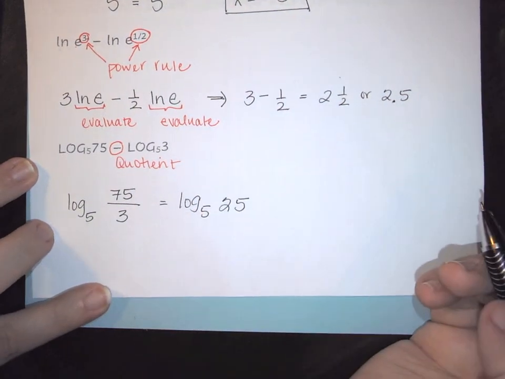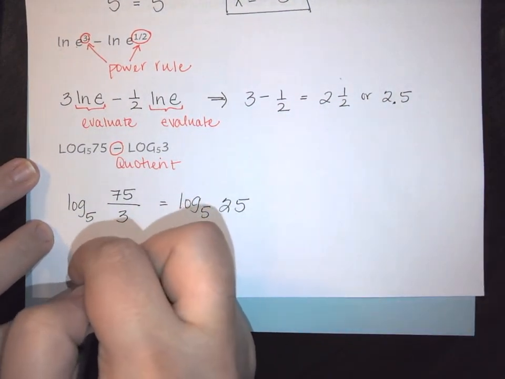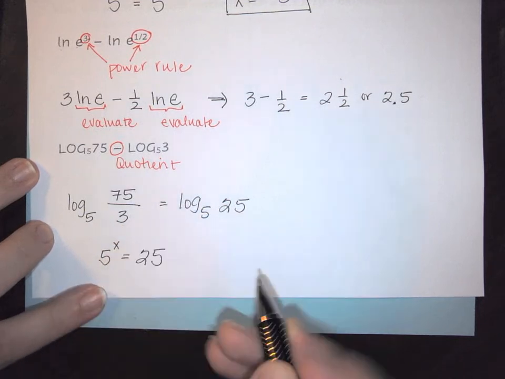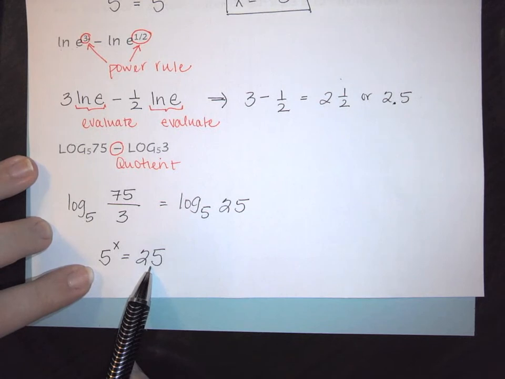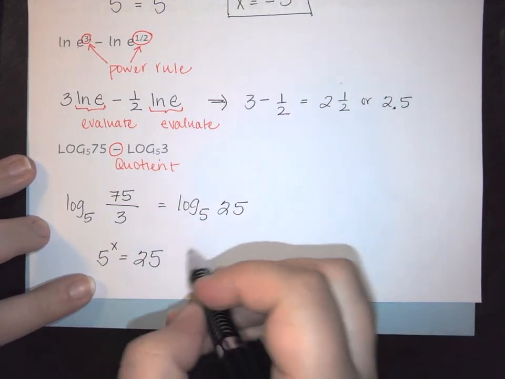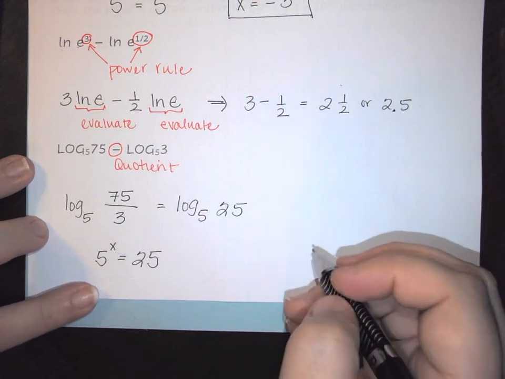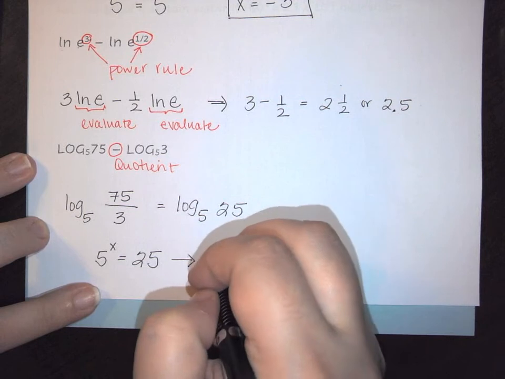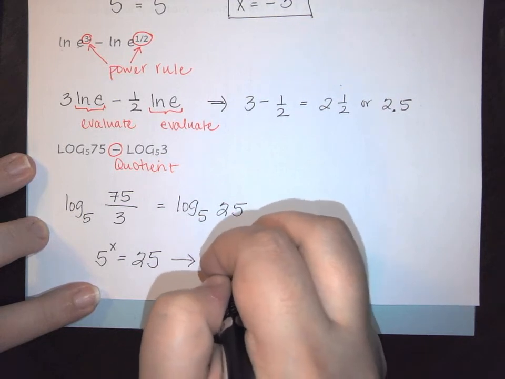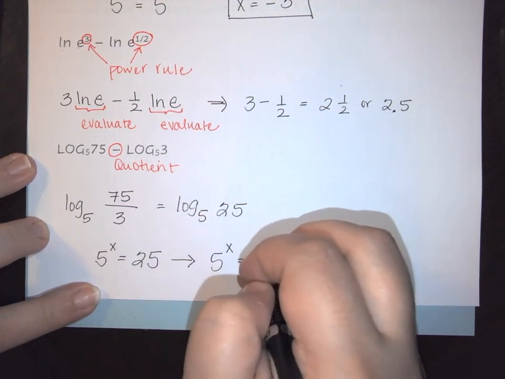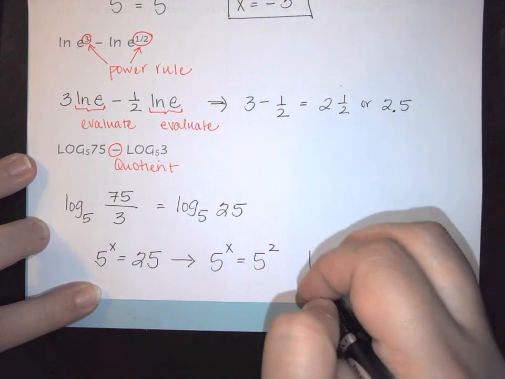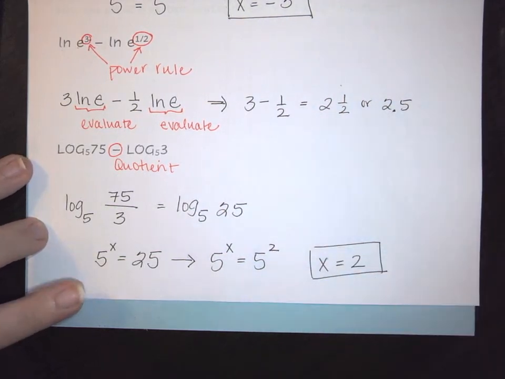So when I'm looking at that, I have 5 to the x is equal to 25. And if we just look at this, common sense says what? 5 squared gives you 25. So we know that x is going to be 2. However, if you want to write it by changing your bases to be the same, this becomes 5 to the x equals 5 squared, which gives us x equals 2, and thus your answer.